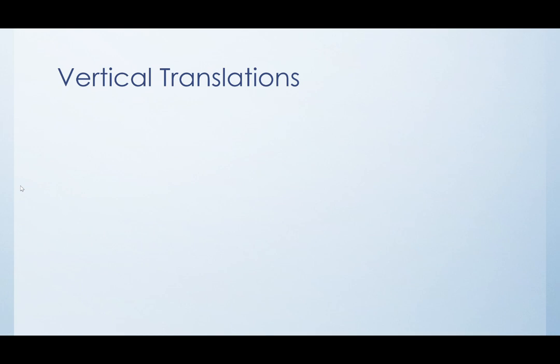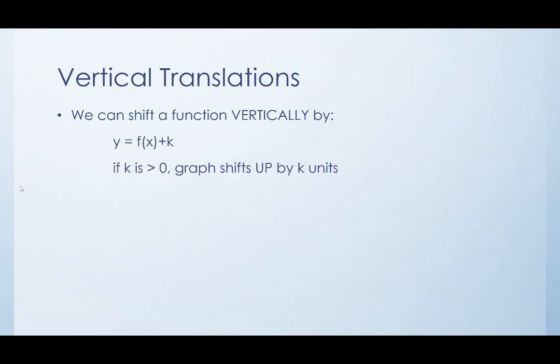All right, so next up is vertical translations. These are probably the easiest of our transformations. We can shift a function vertically by just adding on some constant k onto our function f of x. And so, of course, if k is greater than 0, the graph is shifting up. It's like you picked it up and moved it up by whatever k is, by that many units.